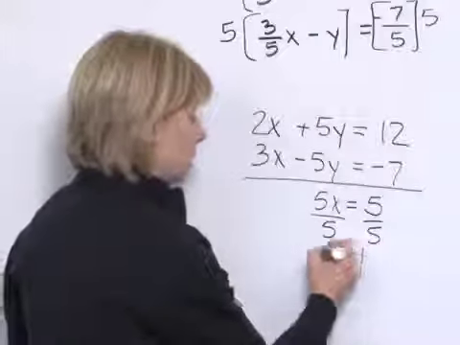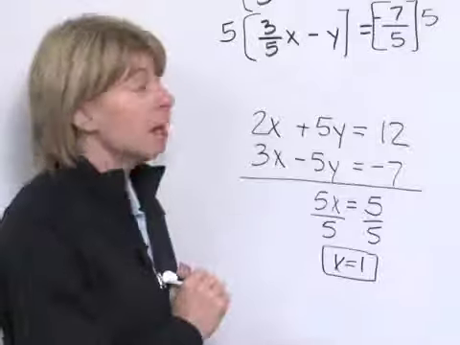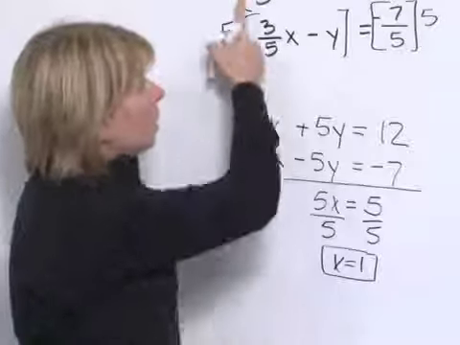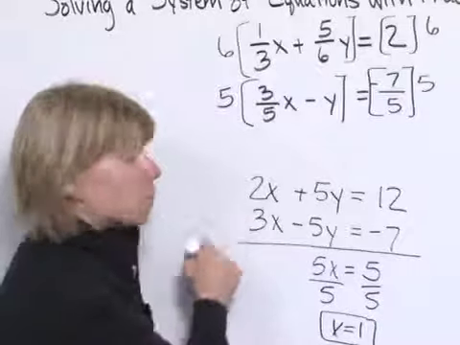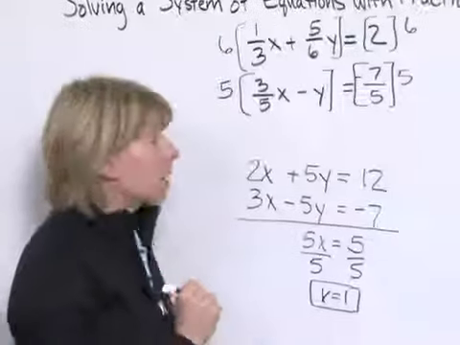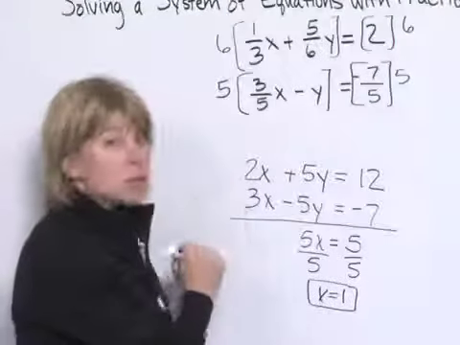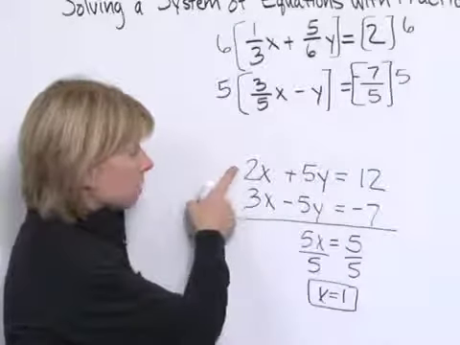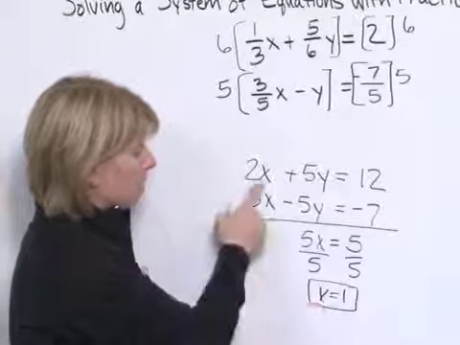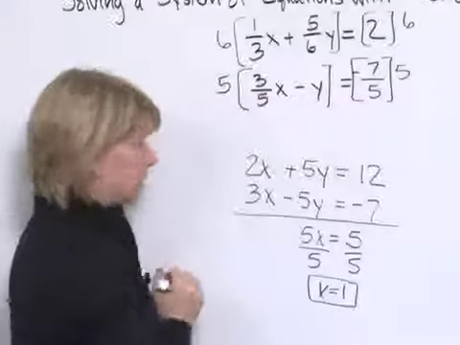So we have found the value of x, we need to find the value of y, and we can use either original equation to find y, or we could use one of our equivalent equations to find y. And of course, it would be easier to use one of our equivalent equations. I'm going to use this first equivalent equation and put 1 in for x and solve that for y.